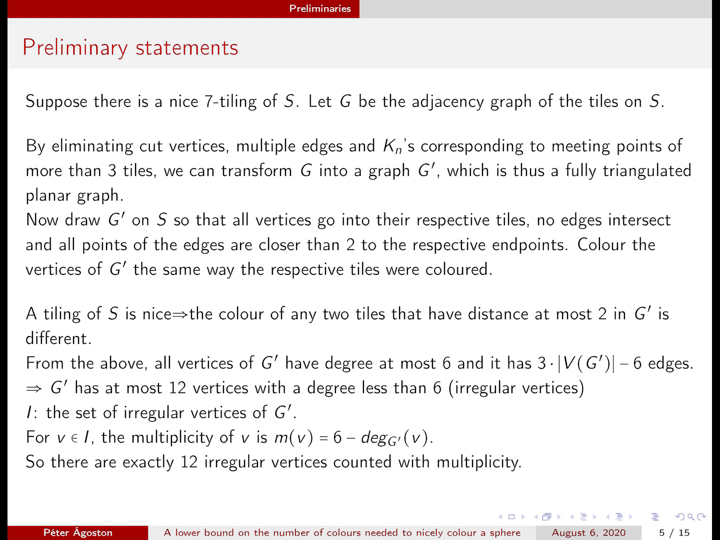Also, this means that all vertices of G' have degree at most 6, as any vertex with degree more than 6 would have a neighbor of the same color as itself or 2 neighbors of the same color. And from here, since G' is a fully triangulated planar graph, there must be at most 12 vertices that have degree less than 6. I will refer to these vertices as irregular vertices. Also, for any irregular vertex, let its multiplicity be the difference of 6 and its degree. The total number of irregular vertices counted with multiplicity is exactly 12.